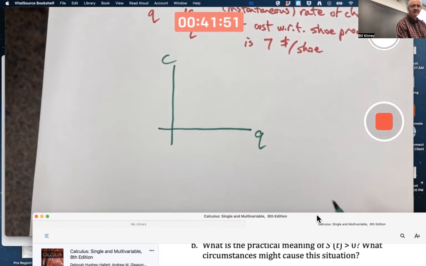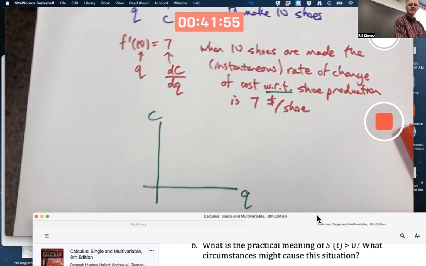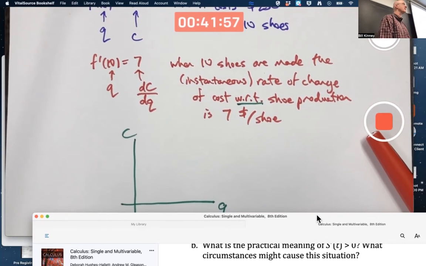Question? What's that WRT? With respect to. Yeah, WRT in this class will always mean with respect to.